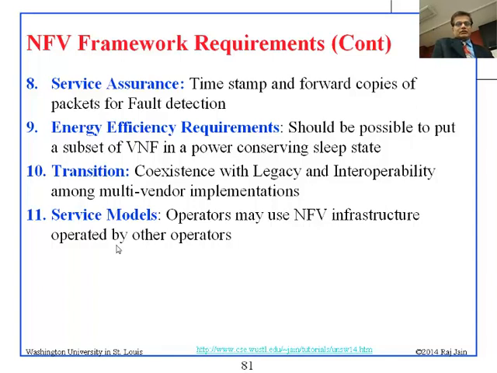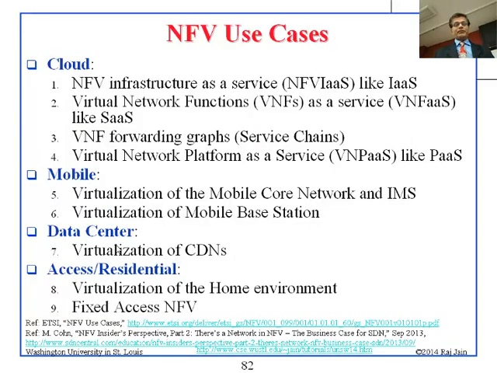And the requirements continue that everything we should be able to fault detect. So whatever they come up with, they haven't come up with all those reference points, and that means the API. When they come up with it, the API will satisfy these requirements: service assurance will be there, energy efficiency will be there, and you should be able to transition from current to next, and so on and so forth. But the interesting thing is that they want to apply this, so they have identified applications. They want to apply NFV to create these things.